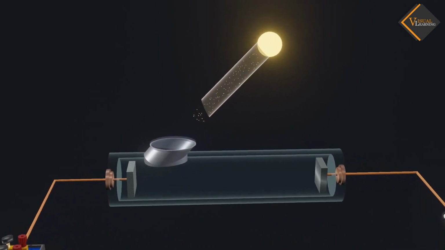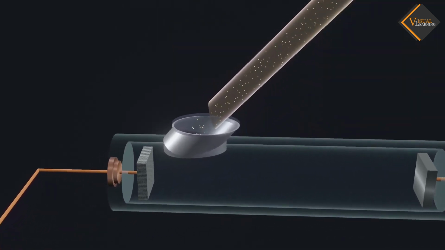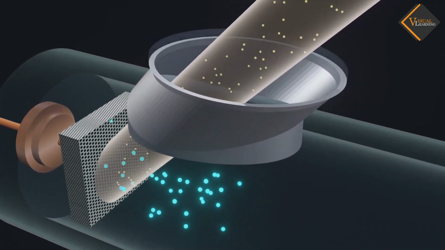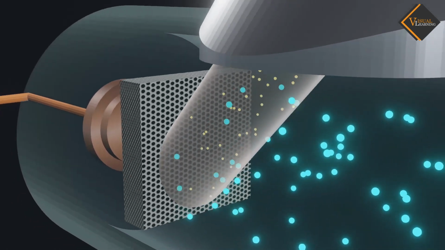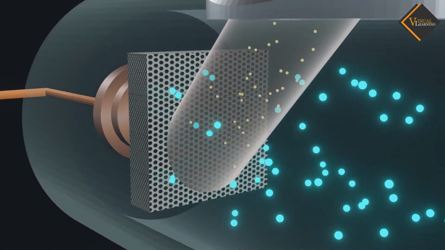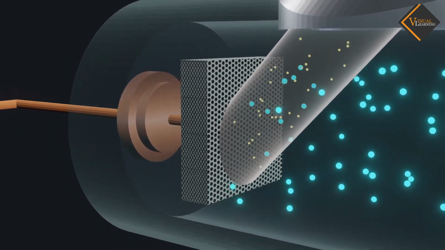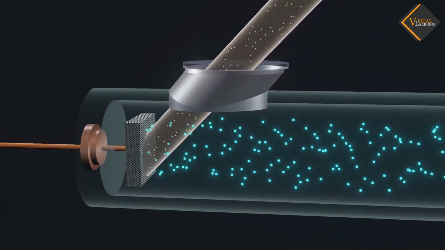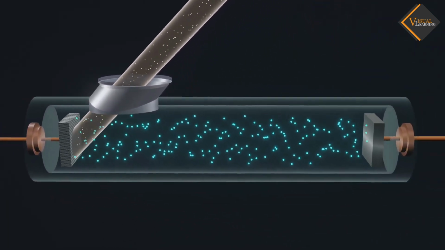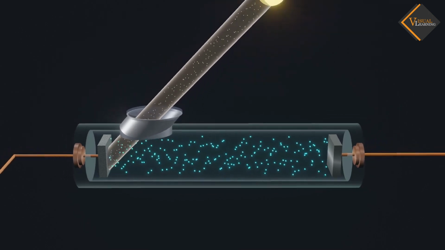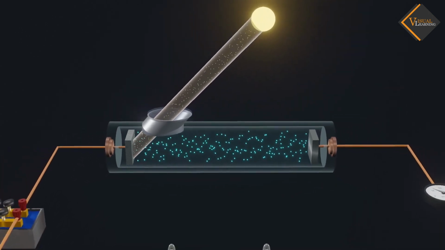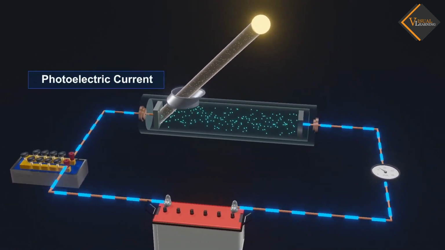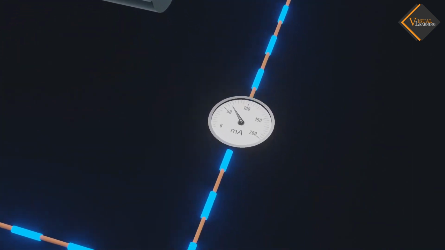Monochromatic radiation from a light source falls on the photosensitive plate after being filtered through the transparent window. As soon as the radiation falls on the photosensitive plate, electrons start to emit from the plate. These electrons accelerate towards the metal plate and start flowing in the outer circuit. This flow of electrons creates a circuit current, which we call the photoelectric current, and can be measured using a microammeter.